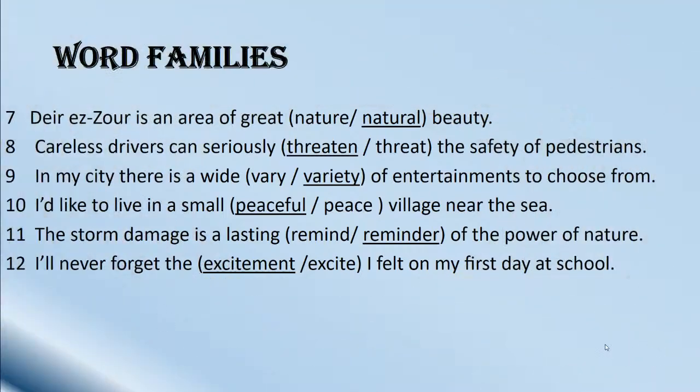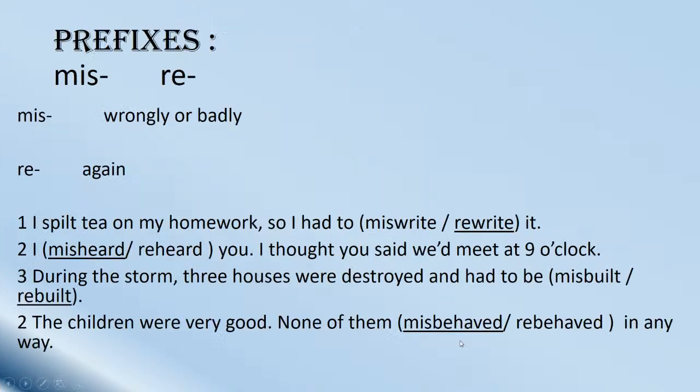Number 12: I'll never forget the excitement I felt on my first day at school. We need to choose excitement because we need a noun, which is the object of the verb forget. Thank you. Next slide, please. Yes, we'll move on to prefixes: mis- and re-. Mis- means wrongly or badly, and re- means again.